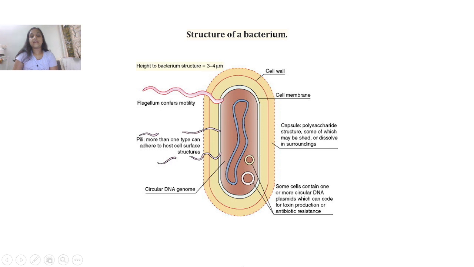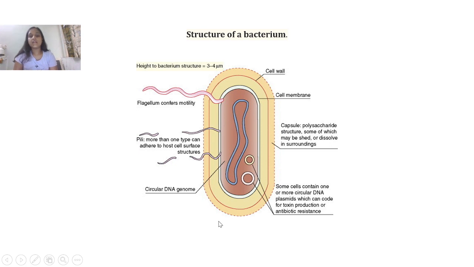Bacteria are very small. They are very much ubiquitous in nature. They can be found everywhere, but they are very small. We cannot see them with our naked eye. They can be seen under a microscope. So the size of a bacteria can range from 3 to 4 micrometers. You can understand how small that is. Then there is a cell wall to protect it from the harsh outside environment.